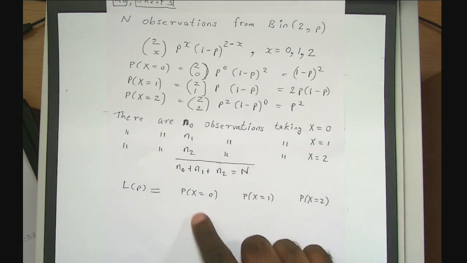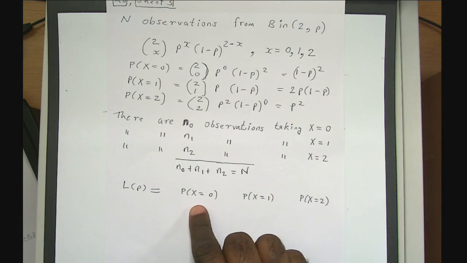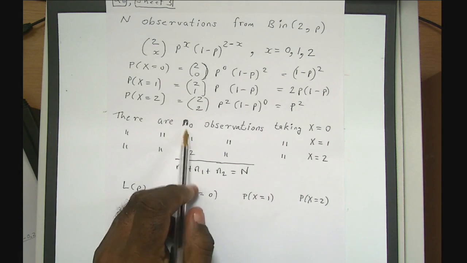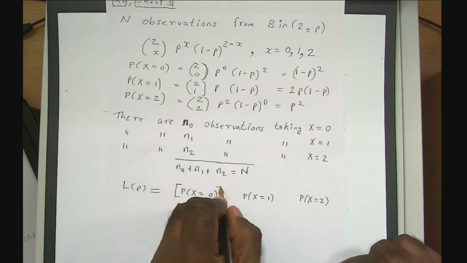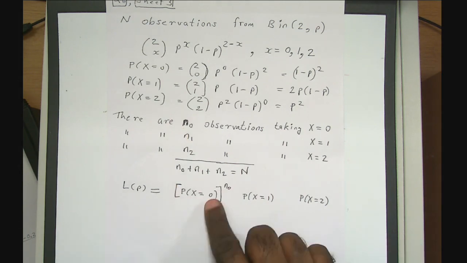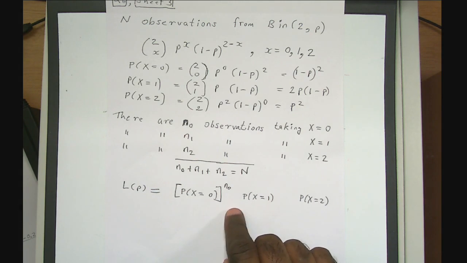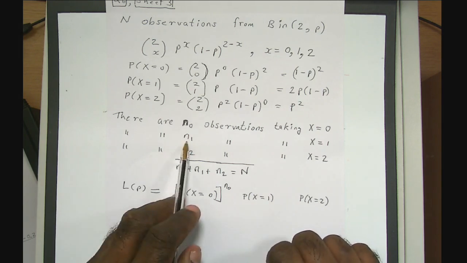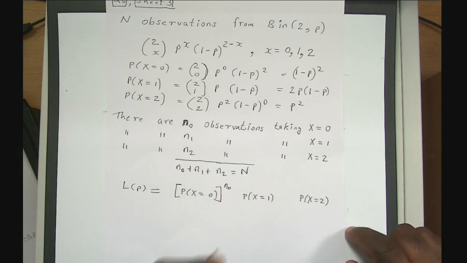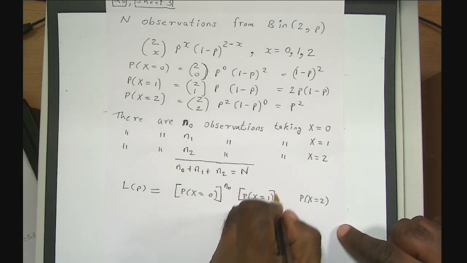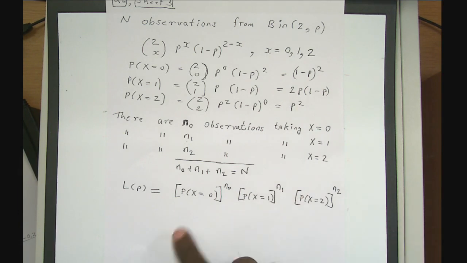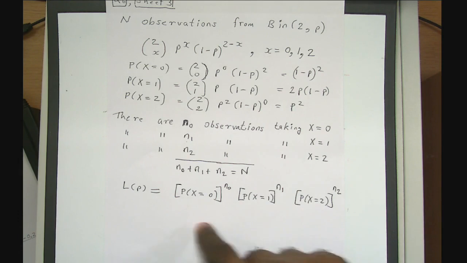Now, this is the probability that a single x is equal to 0. But we have not just a single one, we have n0 of them. So the corresponding probability is this, raised to the power n0. Similarly, this is the probability that a single x equals 1, but we have n1 of them, so the corresponding probability is this. And similarly for this. So the product of these 3 terms is the likelihood.